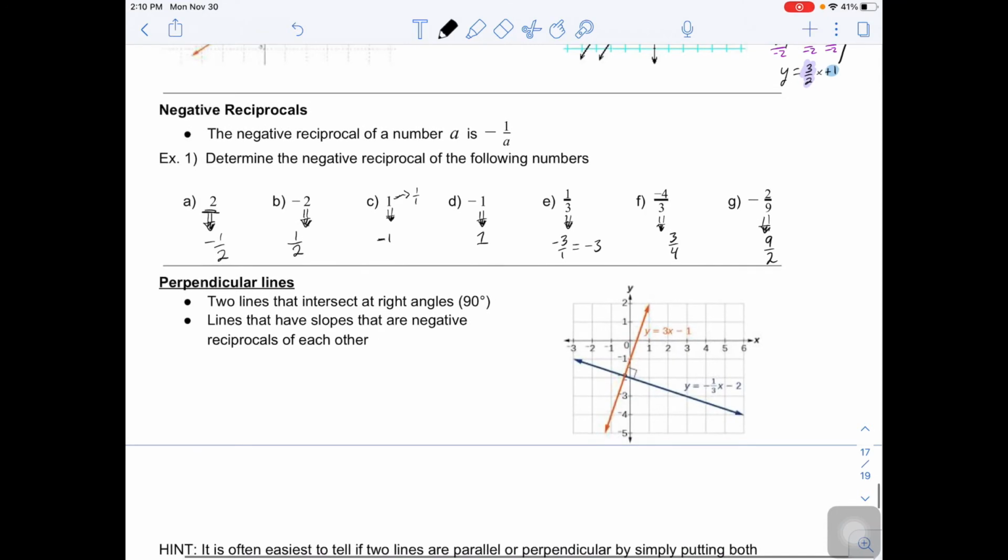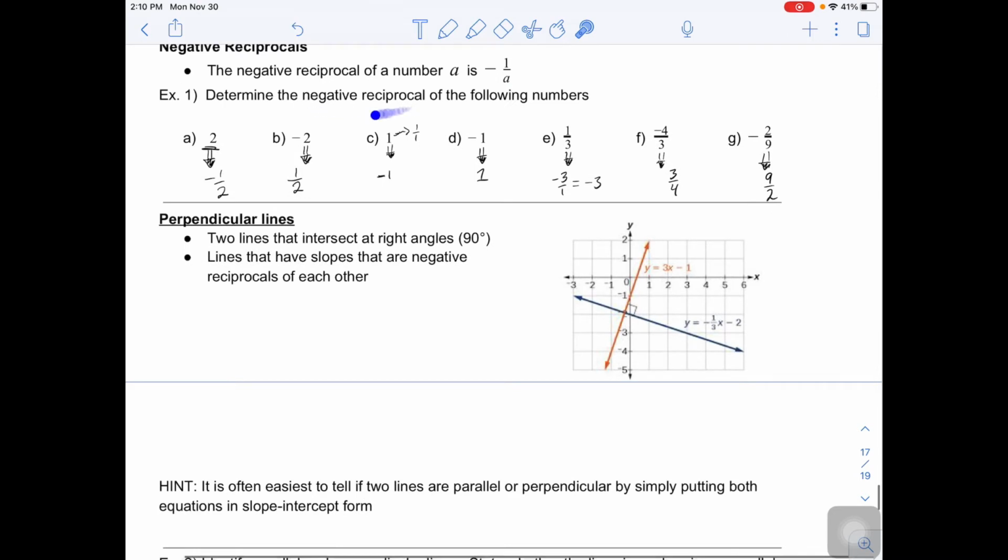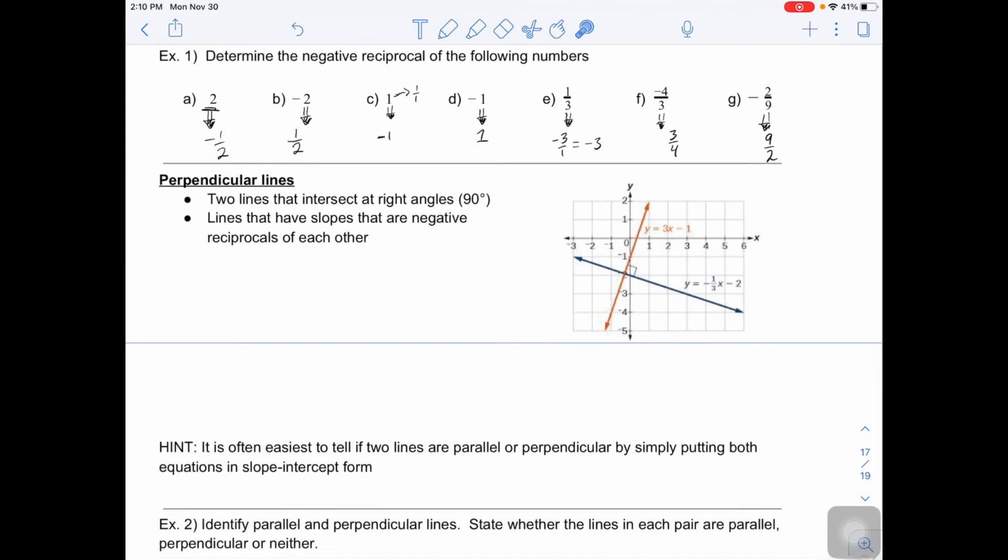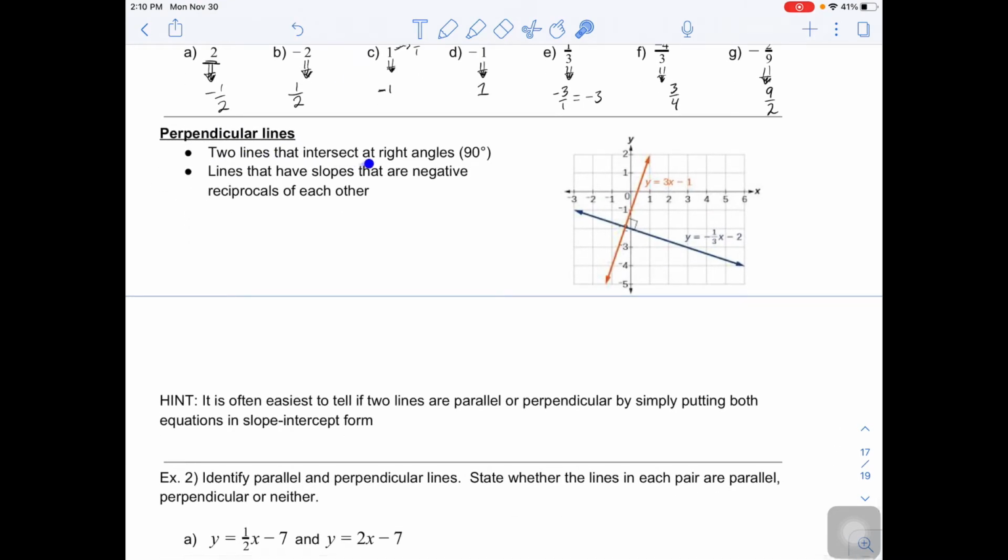So hopefully you see that negative reciprocals are pretty easy to find. You're essentially just flipping the fraction that they are and then applying the opposite sign. Okay? Now, perpendicular lines, you need to know what a negative reciprocal is in order to understand perpendicular lines. Two lines that intersect at 90 degree right angles. So these are what perpendicular lines are. Lines that have slopes that are negative reciprocals of each other are perpendicular.